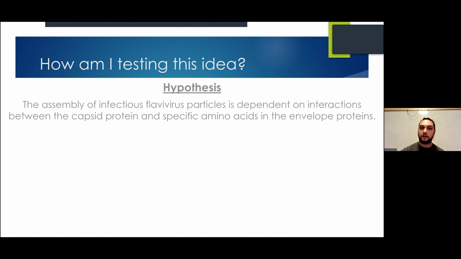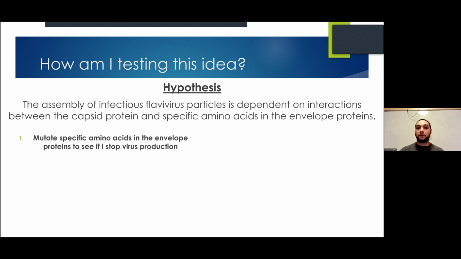So how am I going to test this? This is where good scientific methodology comes into place. This is hypothesis building. Now, I'm hypothesizing that the assembly, the building of those specific infectious flavivirus particles, is dependent on specific interactions between the capsid protein and some specific amino acids in the envelope protein transmembrane helices. So that little part that's sticking down on the membrane, some type of interaction may be taking place right there.